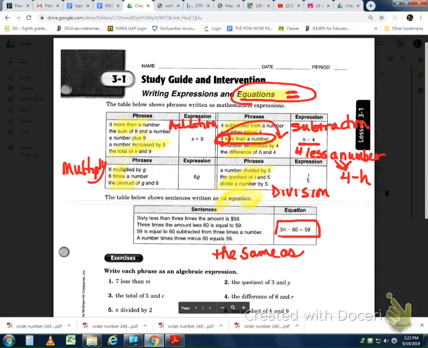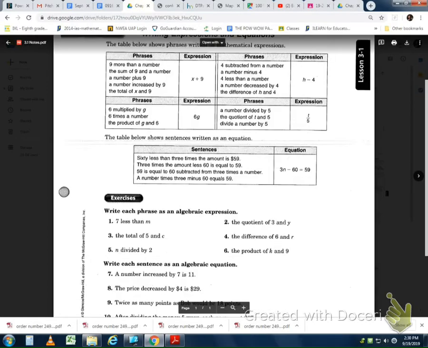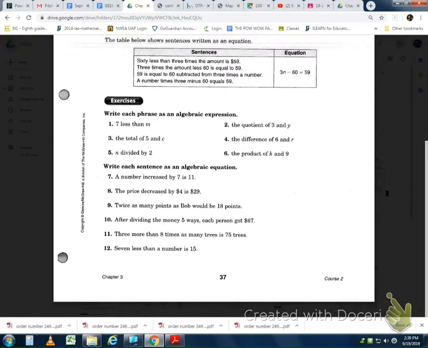All right, our job today is to take the words and translate them into algebraic expressions. And it's called algebraic expressions because there's variables and then the math operations and numbers. So let's try this. Let's do the odd exercises. So let's try number 1. 7 less than m. 7 less than m. Who wants to try that?